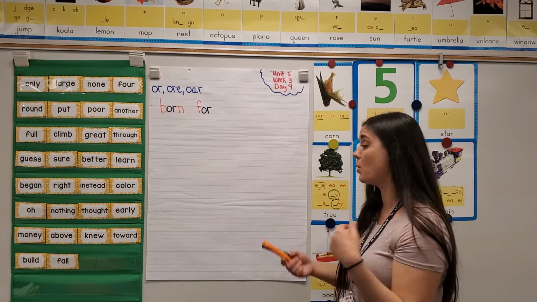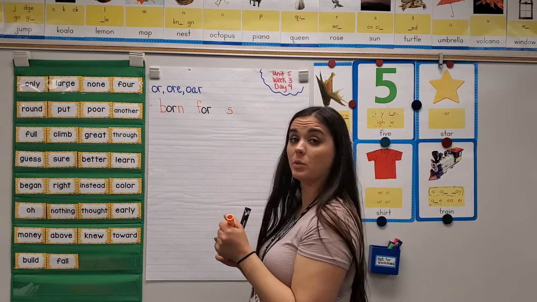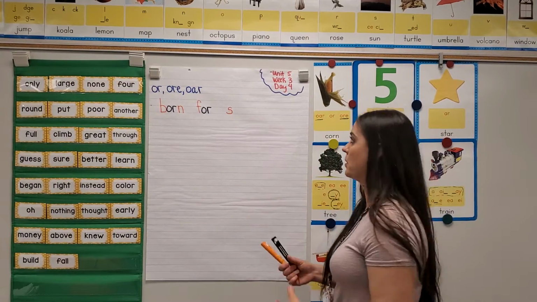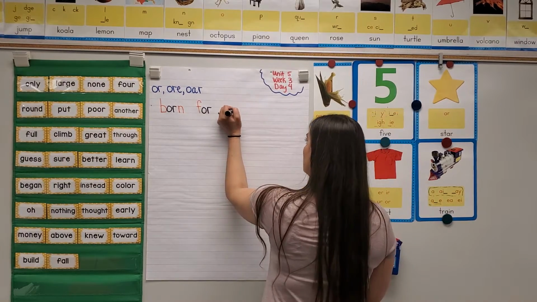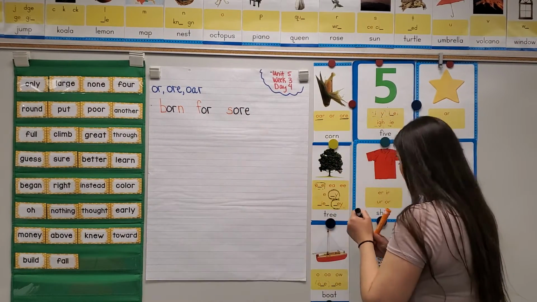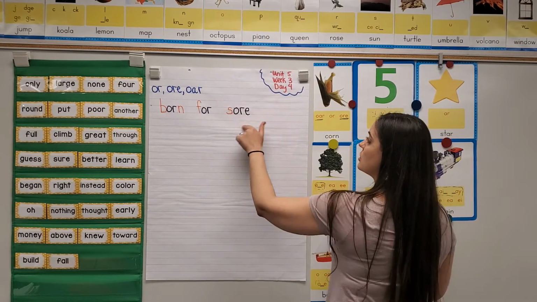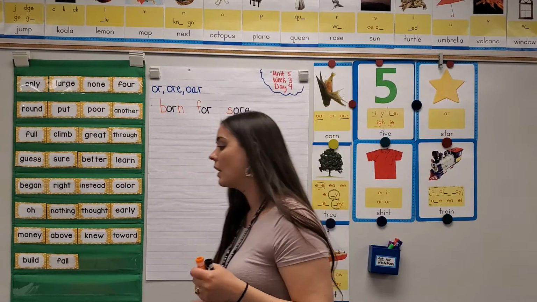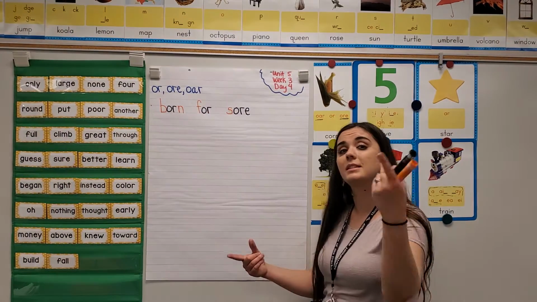Soar. So this spelling of the word sore is like your leg might be sore if you get hurt. So S says s, and then O-R-E is that or sound. Sore. And next word, soar. Your turn.